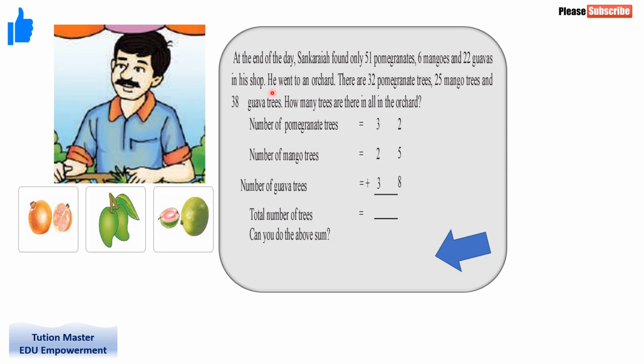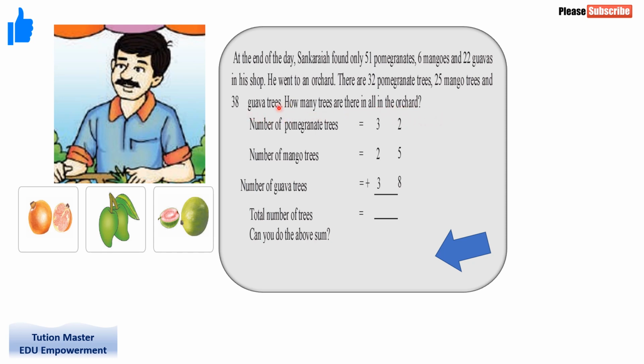So Shankaraya has sold everything. Now, at the start of the story, I told you this guy's name is Shankaraya, right? So at the end of the day, Shankaraya found only 51 pomegranates, 6 mangoes and 22 guavas in his shop. And he went to the orchard. There are 32 pomegranate trees, 25 mango trees, and 38 guava trees. Now the question is, how many trees are there in that orchard?